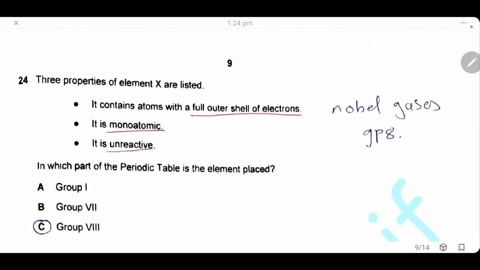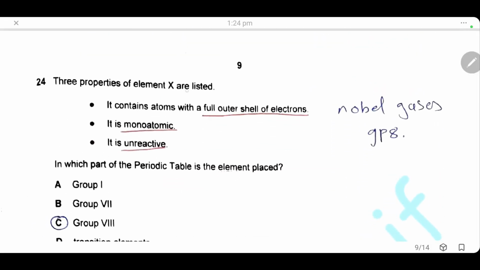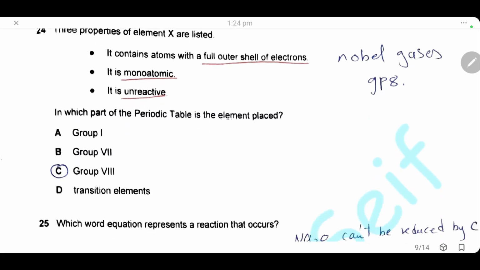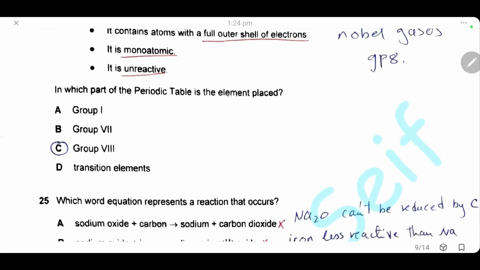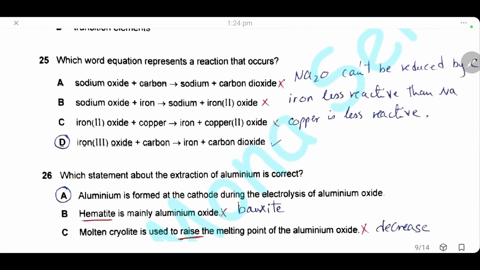Question 24. 3 properties of the element X are listed. It contains atoms with full outer shell of electrons, it's monoatomic, and it is unreactive. So all these properties are for noble gases, group 8 elements in the periodic table. In which part of the periodic table is this element placed? Of course, it will be in group 8.